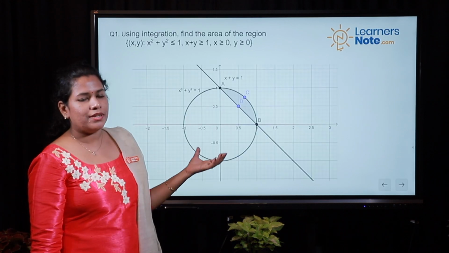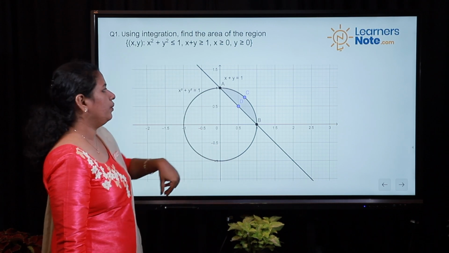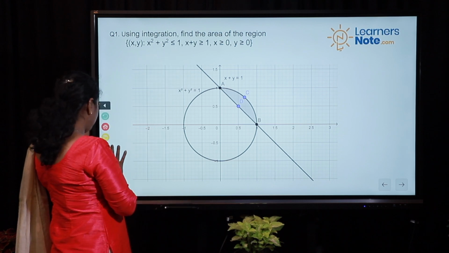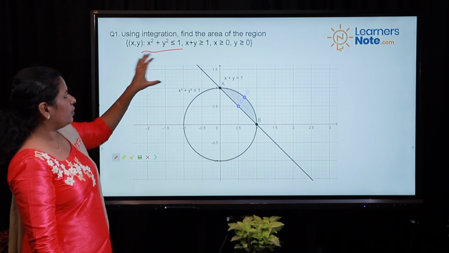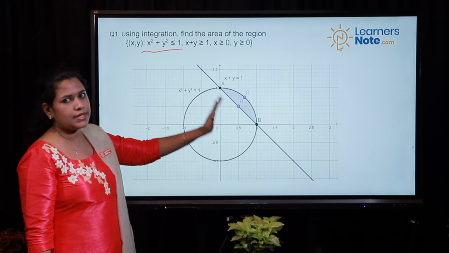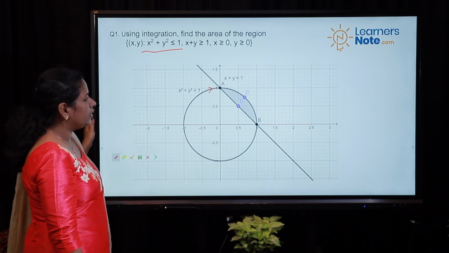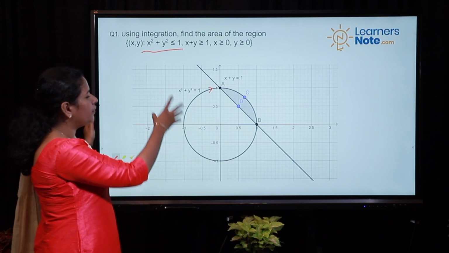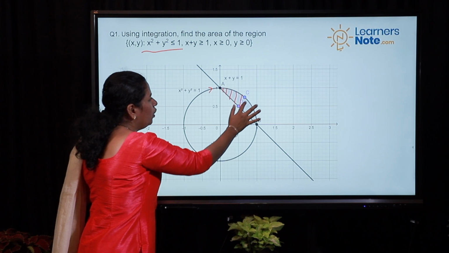So this is the first question I want to discuss with you guys. So this is a curve. The equation for this curve is x squared plus y squared is equal to 1. This is the equation for a circle. So we cannot pick any one symmetry for this, because this is symmetrical with respect to both the x-axis and the y-axis. This is the first curve they have given. And the second curve which I am taking is this straight line. So using integration, we have to find the area of the region, the shaded portion. This is the area we have to find.